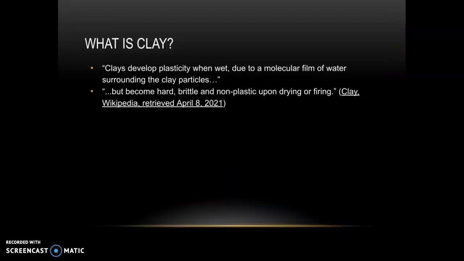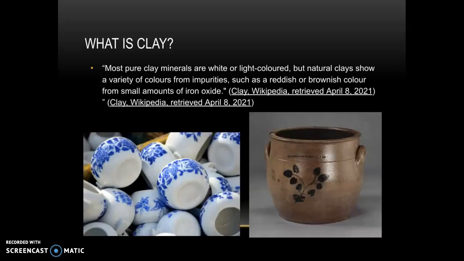And returning to our definition here, we get a molecular film of water surrounding the clay particles. That basically means all the clay is wet, right? All the little bits of clay get wet, and that water is evenly distributed. So one more bit here of our definition, and that is that the pure clay minerals are white or light colored, but natural clays show a variety of impurities. So below here I have a couple of examples of different clays.